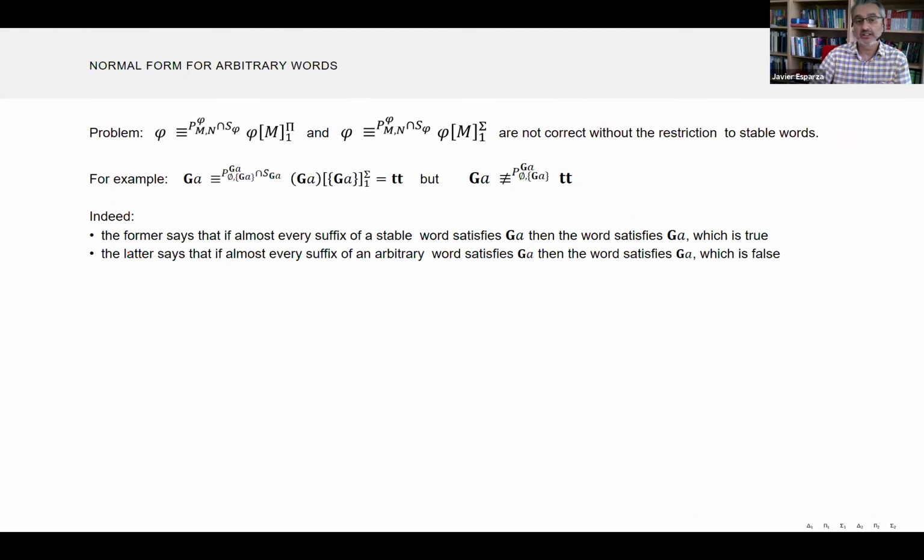And this is what is done in the LICS paper in 2020. We are able to obtain a normal form for arbitrary words. And I am going to wave my hands quite a bit from this point on. Of course, I've already done it quite a bit, but now even more, right? So the problem is that, in fact, I even made a typo here. In fact, the problem is that these equivalences which hold when we are in the realm of stable words are no longer true when we eliminate this.